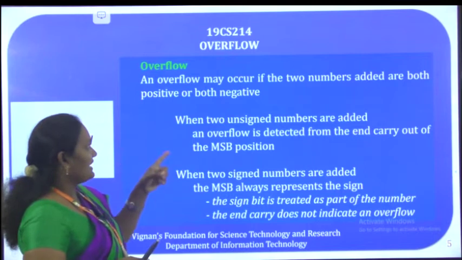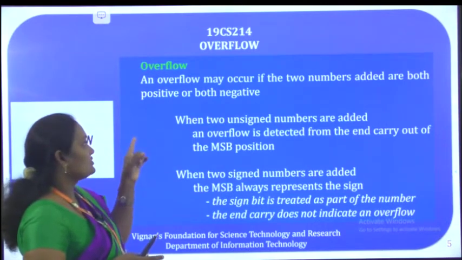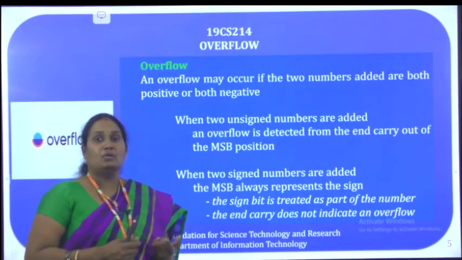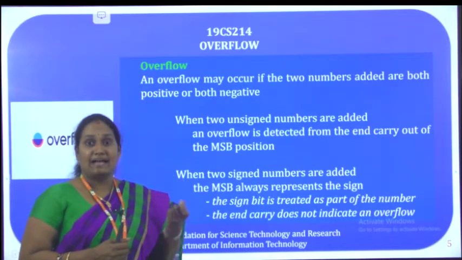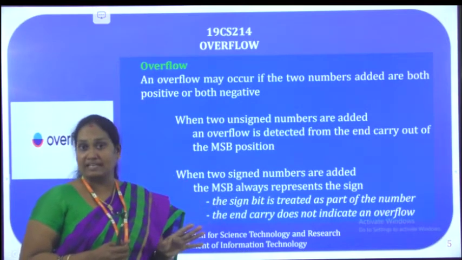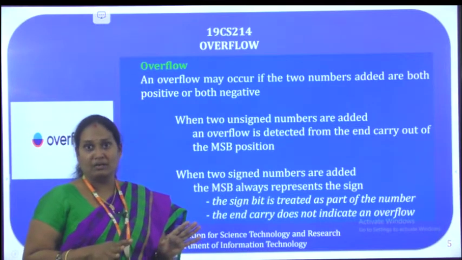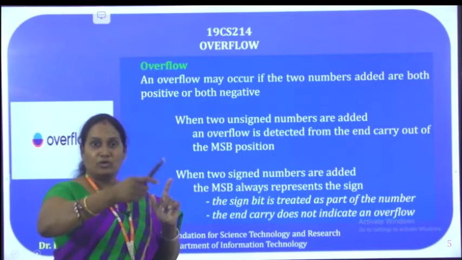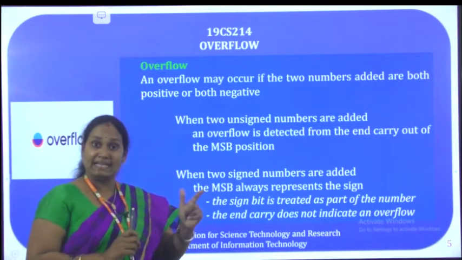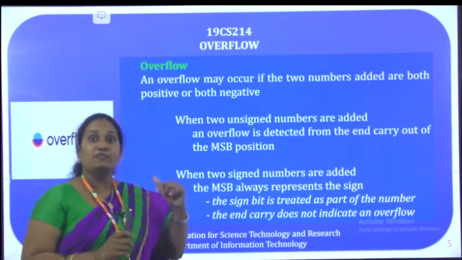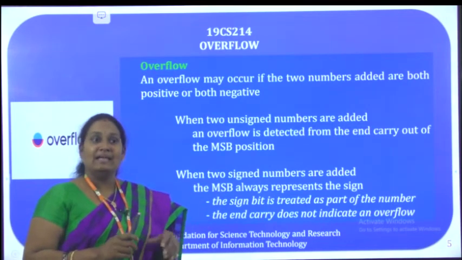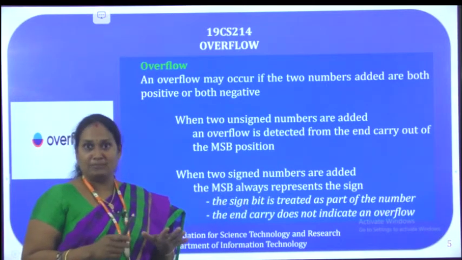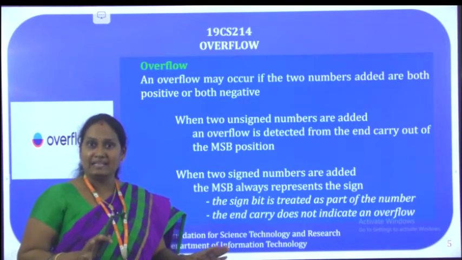An overflow may occur if the two numbers added are both positive or both negative. Here one thing you have to remember: overflow occurs only when the two numbers added are both positive or both negative. If two numbers are positive, we add them. If two are negative, we add them. If one is positive and the other is negative, even though the operation is written as addition, we are actually going to do subtraction. In case of subtraction, we will not get overflow.